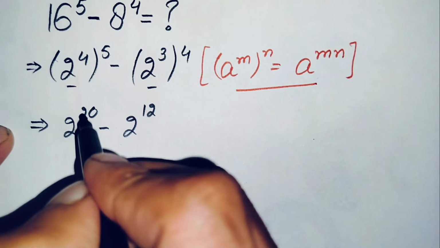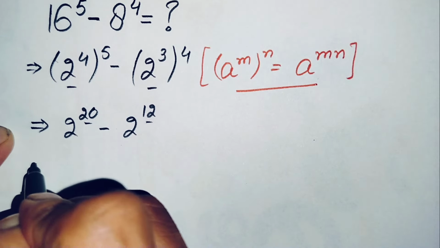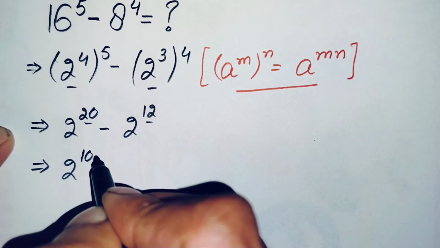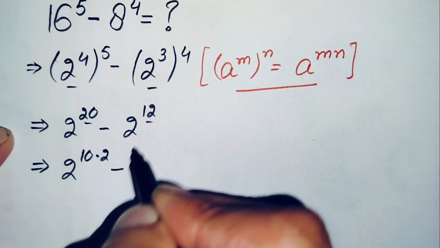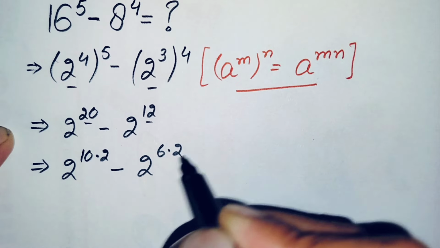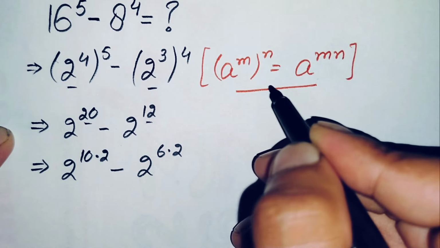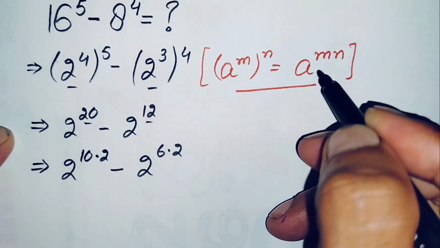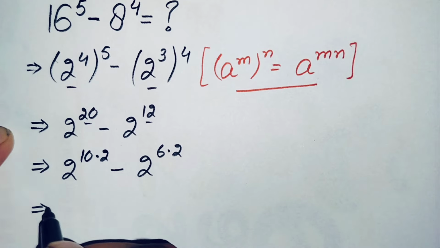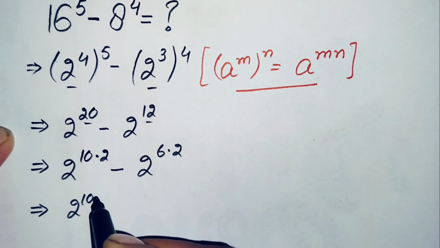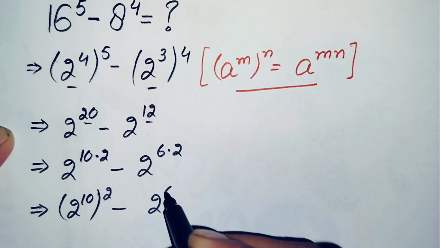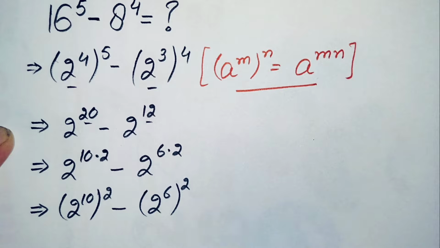Now next we will factorize these two powers. We can write 20 as 10 times 2, and we can write 12 as 6 times 2. Now in these two terms we will use this exponential property and we will change these two numbers from this one form to this one form. So this equation will become 2 raised to power 10 whole raised to power 2 minus 2 raised to power 6 whole raised to power 2.